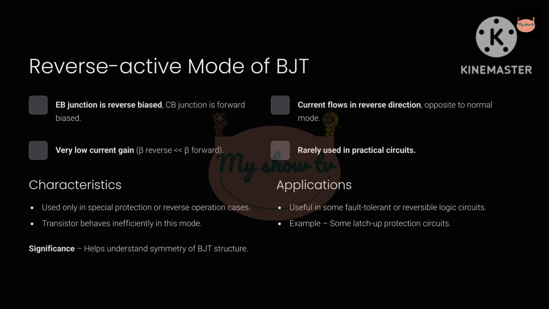However, the current gain is very low, because BJTs are not designed for efficient reverse operation. Beta reverse is very small. This mode is only used in specific protection circuits or reverse current detection applications. Example: some latch-up protection circuits in microcontrollers or fault detection systems may utilize reverse active mode in rare conditions. Though not commonly used, understanding this mode helps students appreciate transistor symmetry and potential behavior in fault conditions.